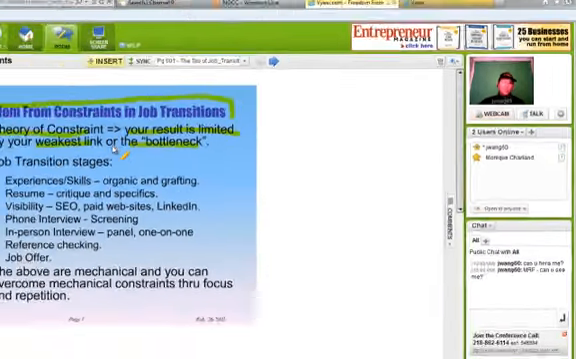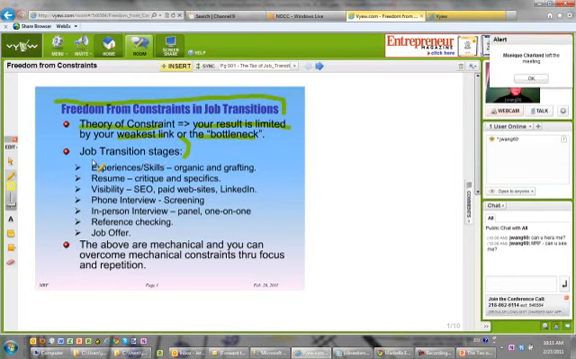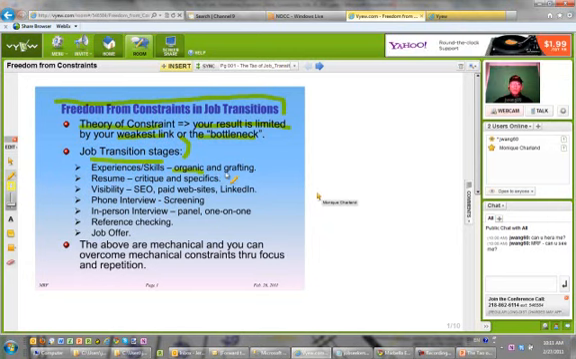So the job transition stages, just as a quick recap, so we have a mental model to talk about. We increase our experiences and skills. You can take a class, get more certification. Some of it is organic, just because I've been doing something for a long time, and some of it we can graft. We can quickly pick up some skills about some software by talking to some people or by taking a class in one or two weeks.